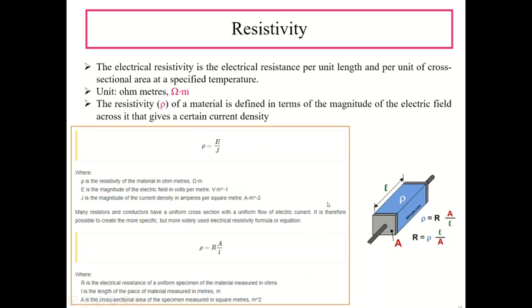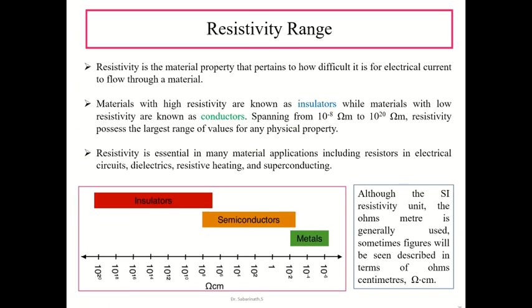Okay, so consider a material of length L and cross-sectional area A, and let R be the electrical resistance. The electrical resistivity rho is given by rho = RA/L. Here R is the electrical resistance, A is the cross-sectional area, and L is the length of the material. Resistivity is the material property that pertains to how difficult it is for electric current to flow through a material.